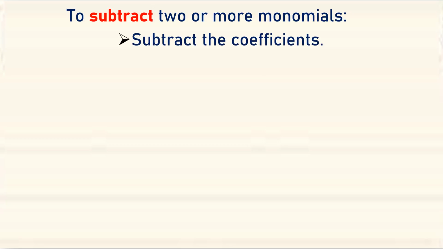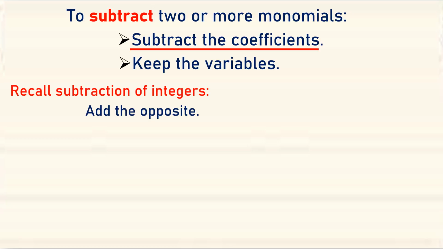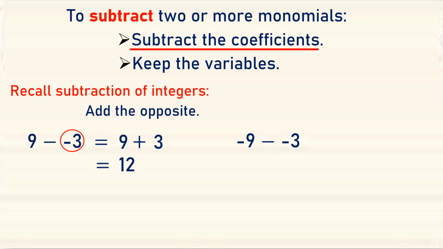Now let us subtract two or more monomials. To subtract two or more monomials, we are going to subtract the coefficients as well as keep the variables. So to subtract the coefficients, let us recall subtraction of integers. In here we have one rule: add the opposite. So if we have 9 minus negative 3, copy 9, then change the operation to addition. So add plus. Then get the opposite of negative 3, which is positive 3. So the answer is positive 12.